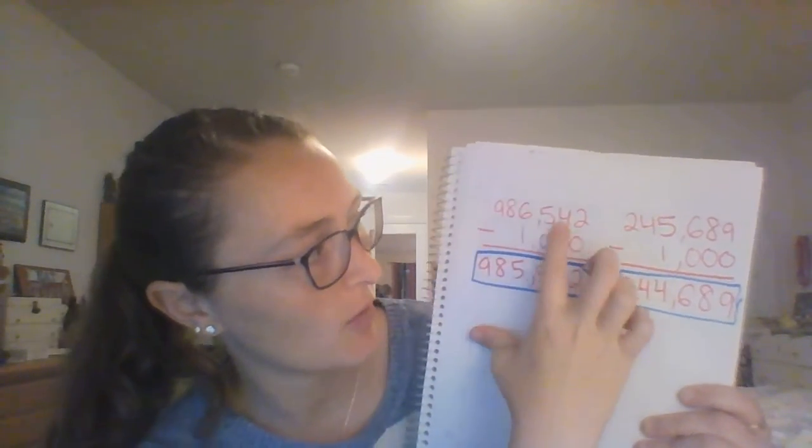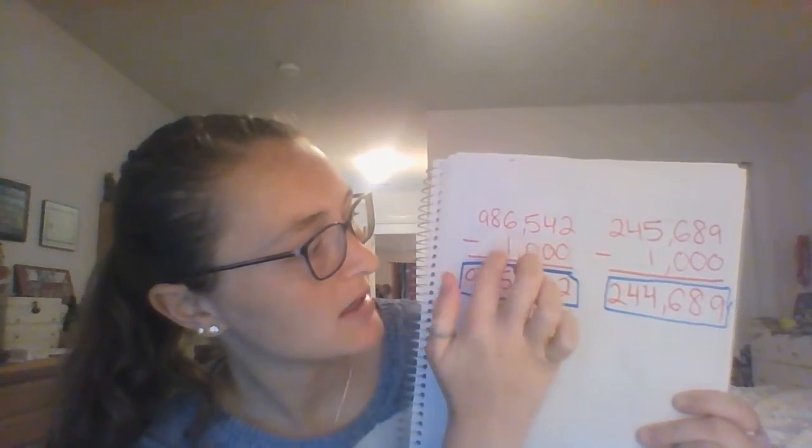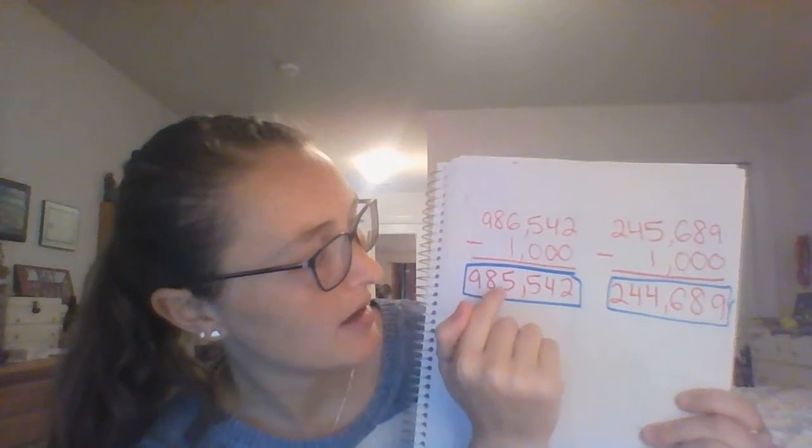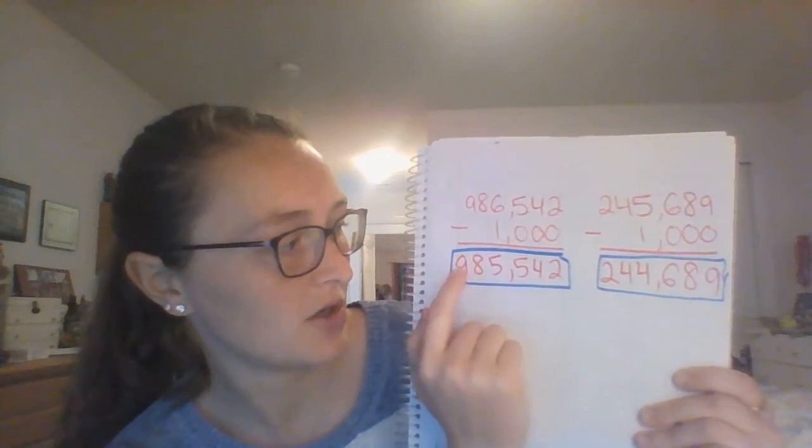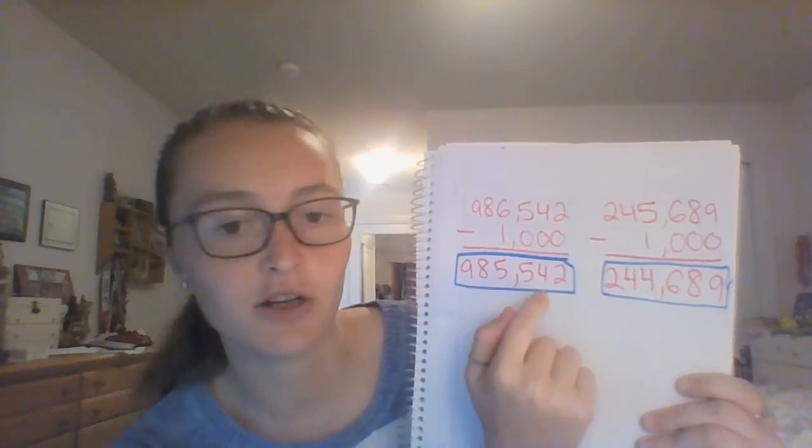So here we go. Let's start with our biggest number again. 2 minus 0 is 2, 4 minus 0 is 4, 5 minus 0 is 5, 6 minus 1 is 5. Bring down the commas, bring down the 8 and the 9. Our answer is 985,542.